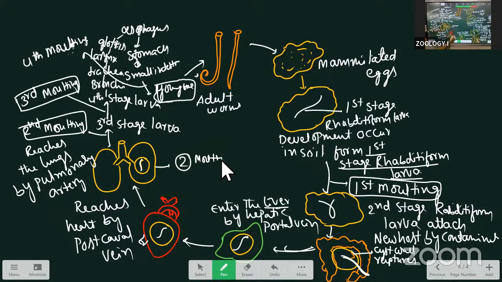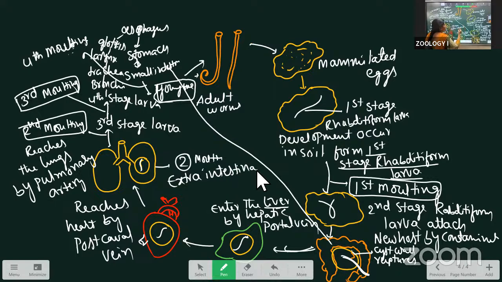From the small intestine to here, this total journey is not present inside of the intestine. This is present outside of the intestine. That's why we call it extra-intestinal migration. This is about Ascaris.